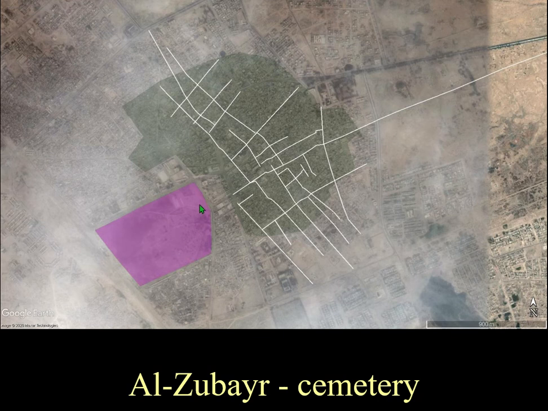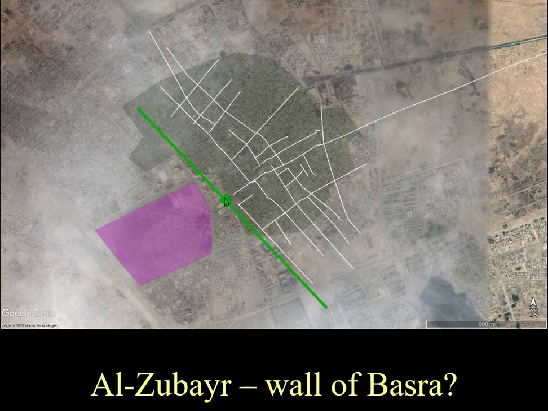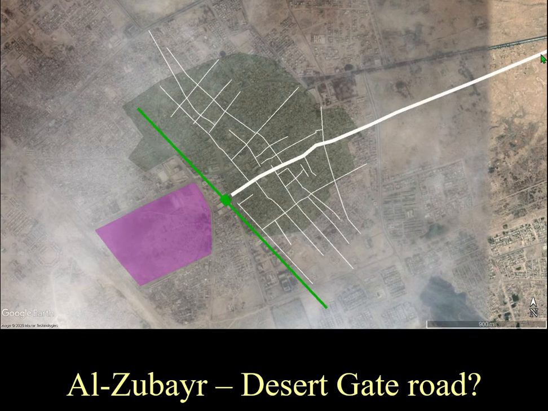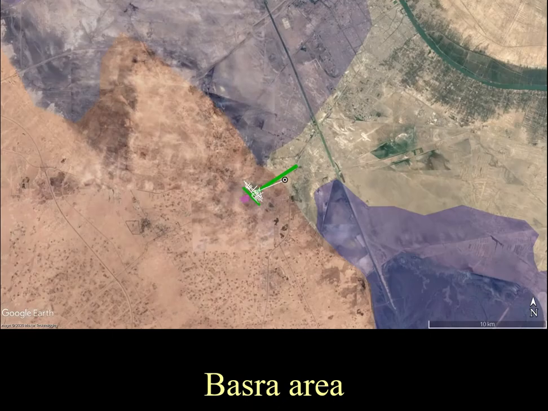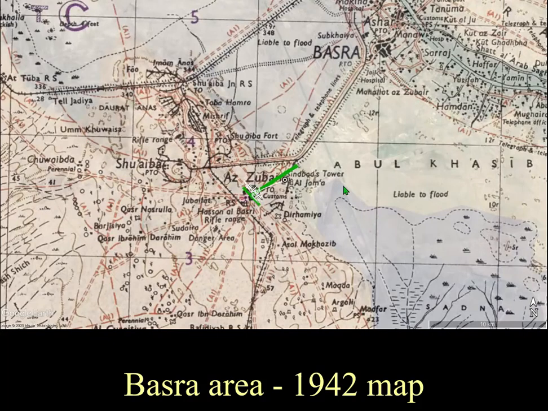So this would have to be outside the city, and the radiating streets going out this way into the cemetery would suggest that somewhere around here would have been the gate. And this would be about where the wall is, along the same alignment as these streets. So that is the beginning of my reconstruction of Basra and where it is. So here's that street going up to the desert gate. And zooming out a bit, so there's other lines of evidence. Here's another old map.